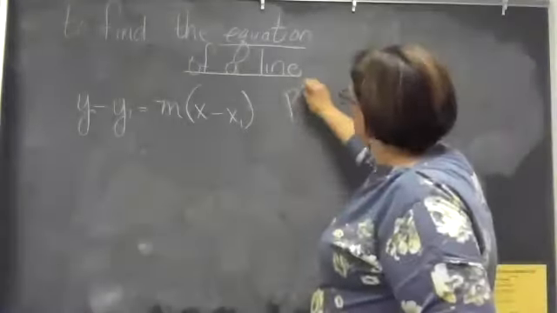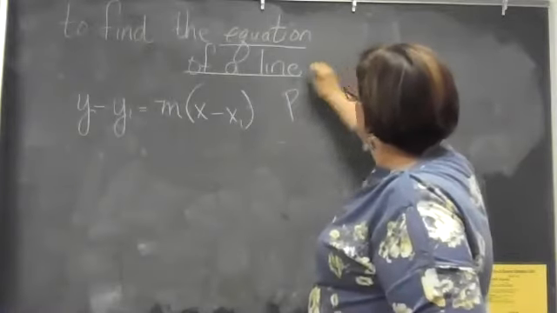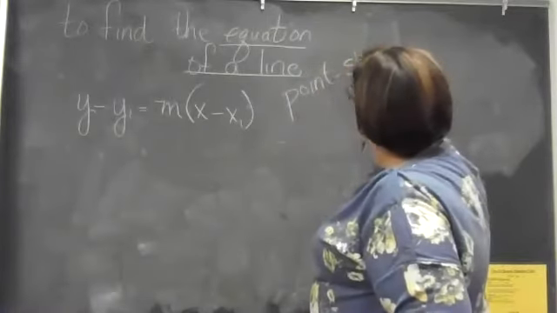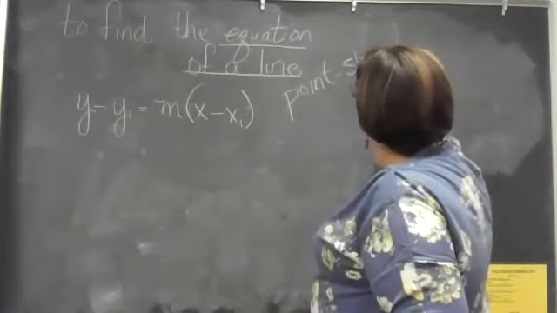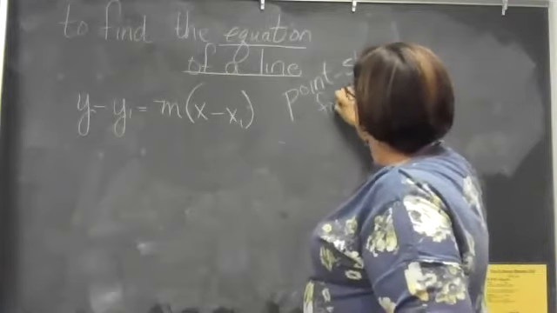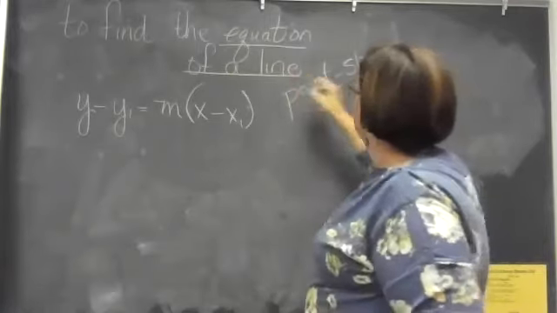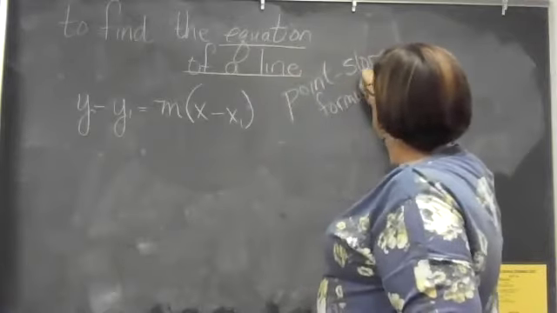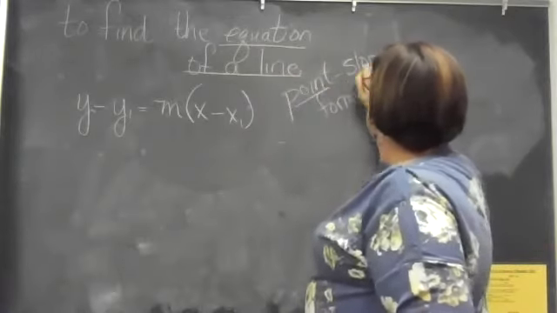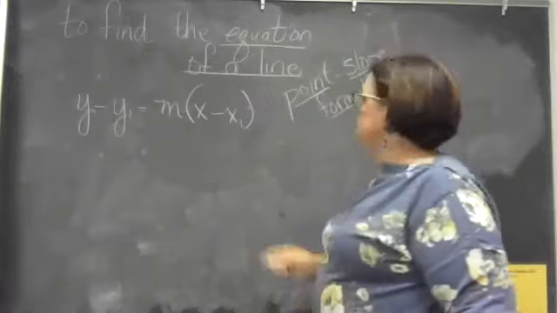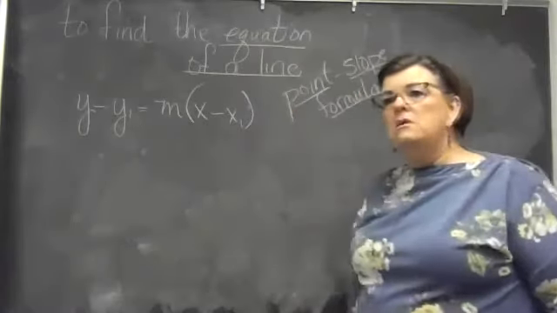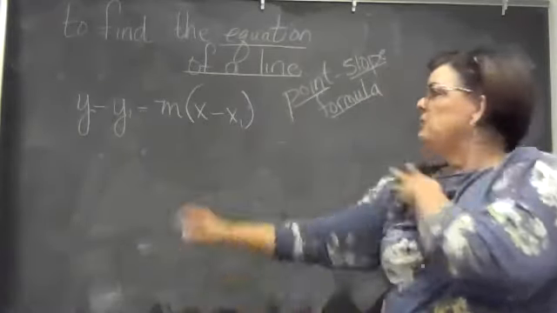It's the point slope formula for finding the equation of a line. Don't have to memorize that, but you have to know that's not a deal breaker. That's what this is called.